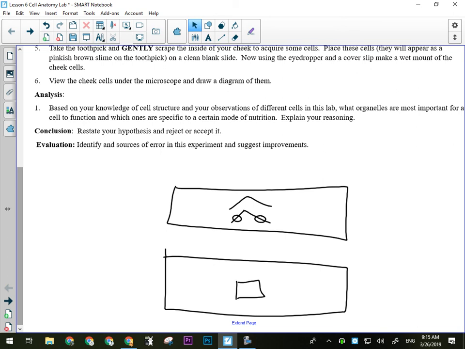The second part of that question is, which ones are specific to a certain mode of nutrition? So did I see something in one cell and I didn't see it in another? Here's what it does. It's related to being a photoautotroph or being a chemoheterotroph. Use those words in your answer. I'm looking for a paragraph here for your analysis. That's the only analysis question.